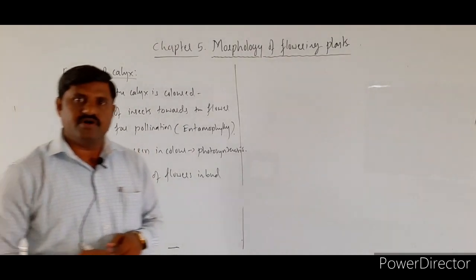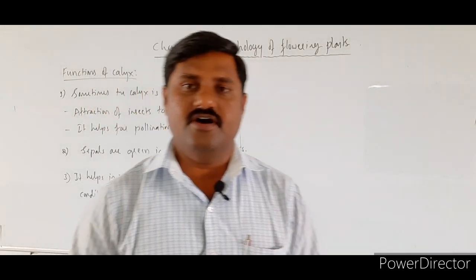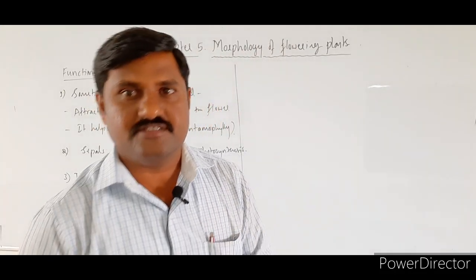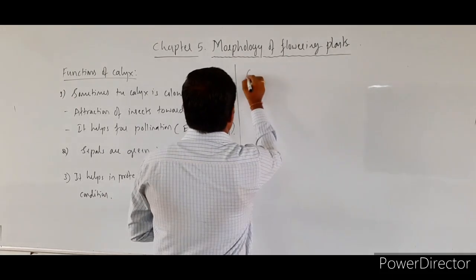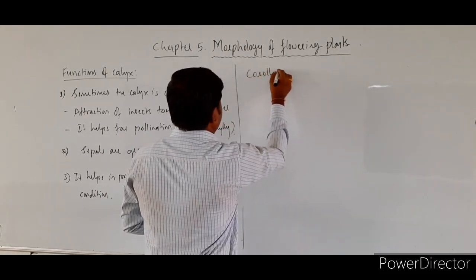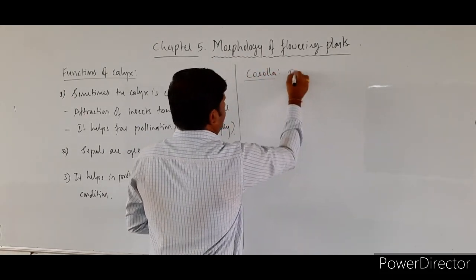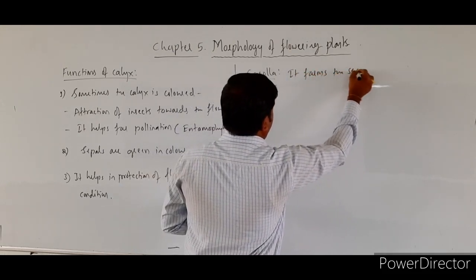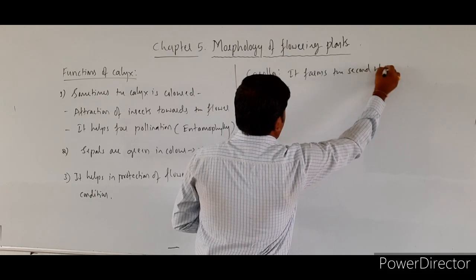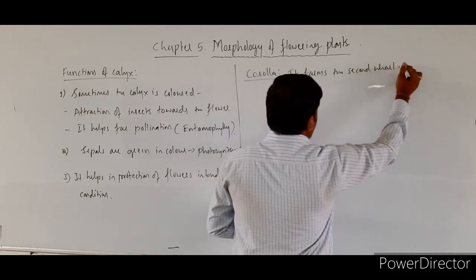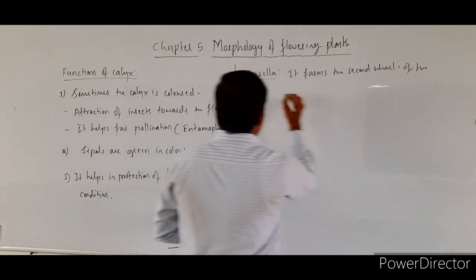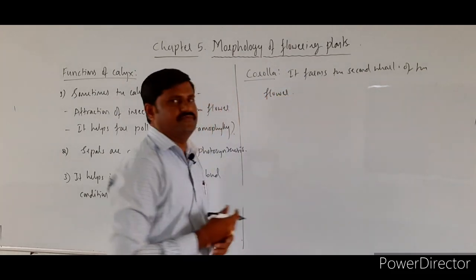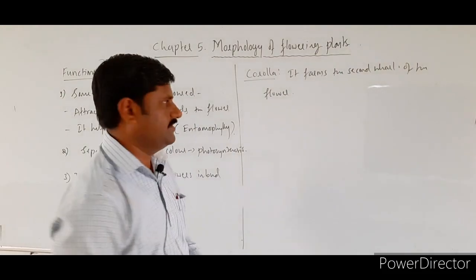So these are the important functions of this calyx itself. So the next whorl of the flower is the corolla, right? Here the corolla forms the second whorl of the flower itself, right?